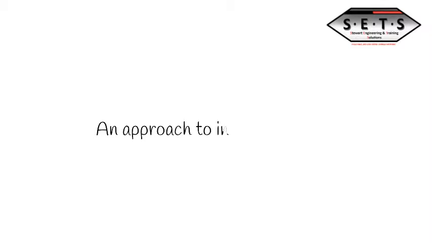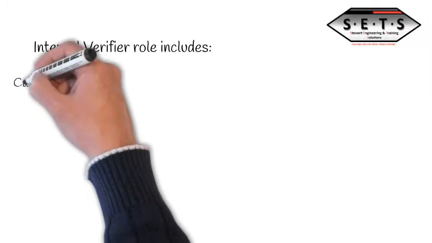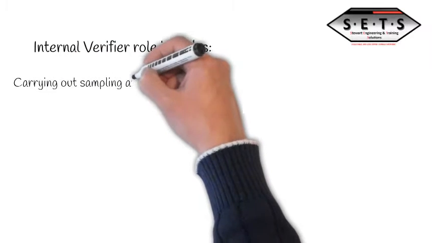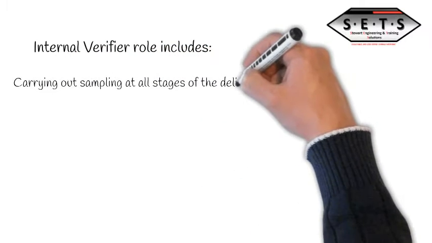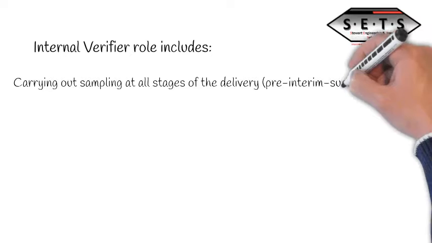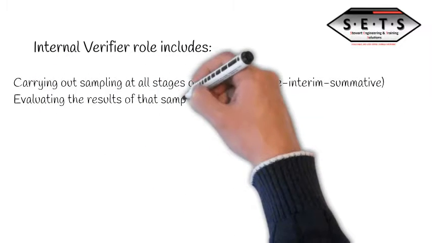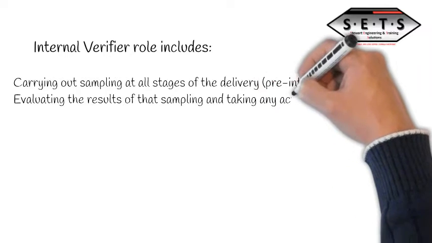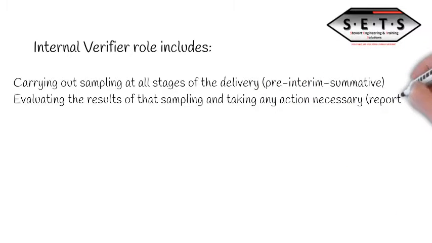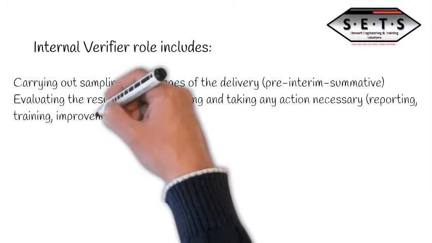This tutorial will look at internal verification, what it is, and how it is carried out. The role of the internal verifier is varied. It includes carrying out sampling at all stages of the delivery: pre, i.e. before delivery; interim, i.e. during delivery; and summative, which is also known as final verification.